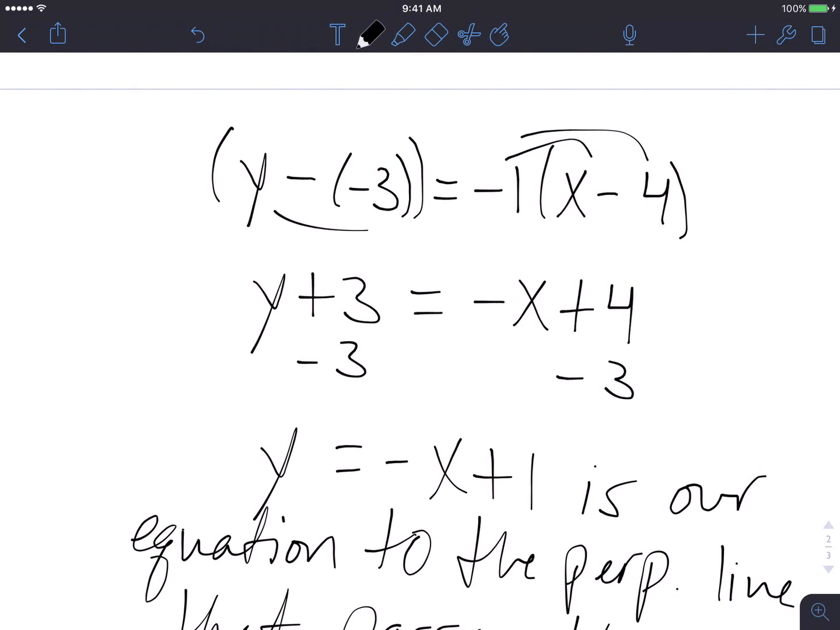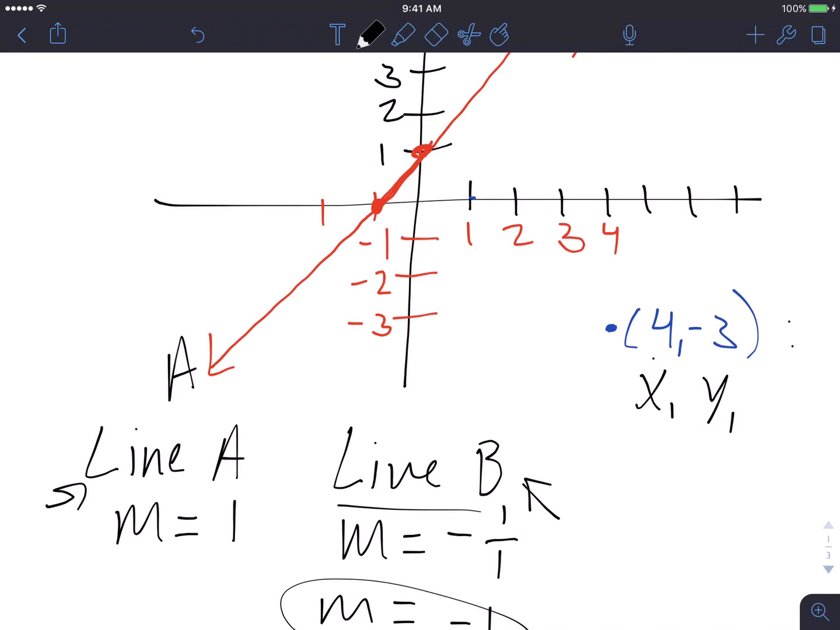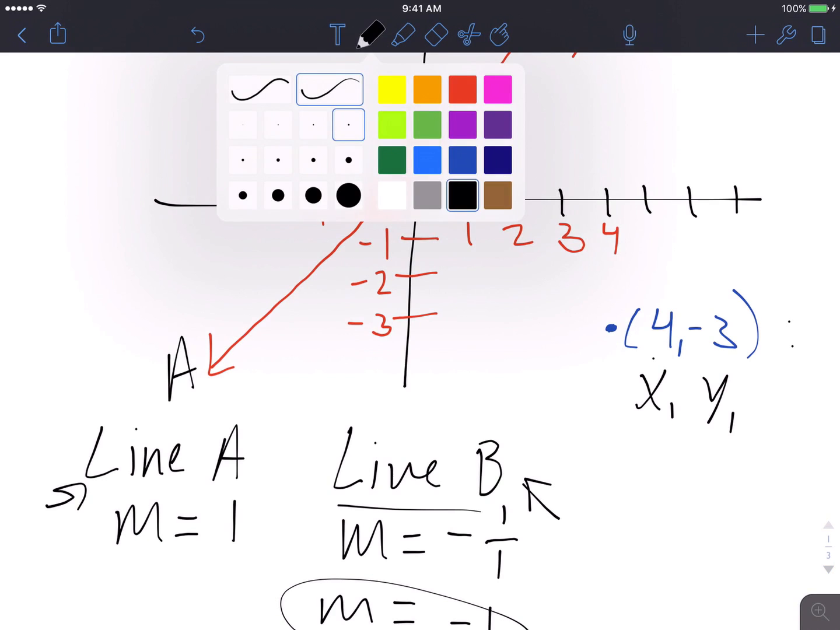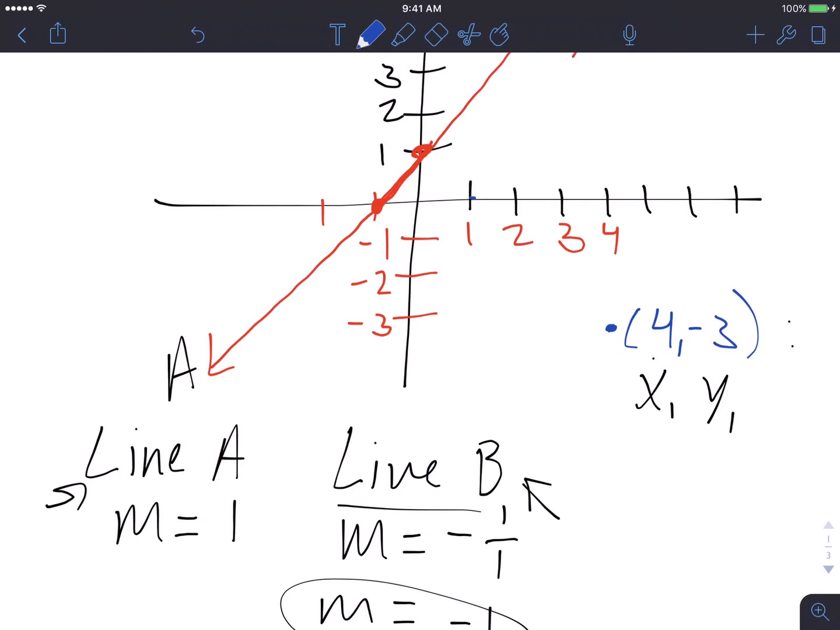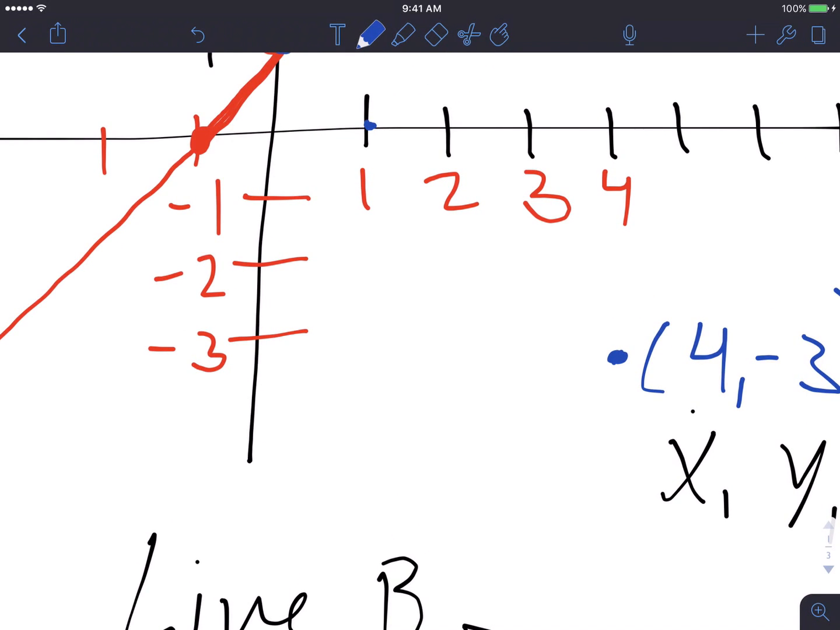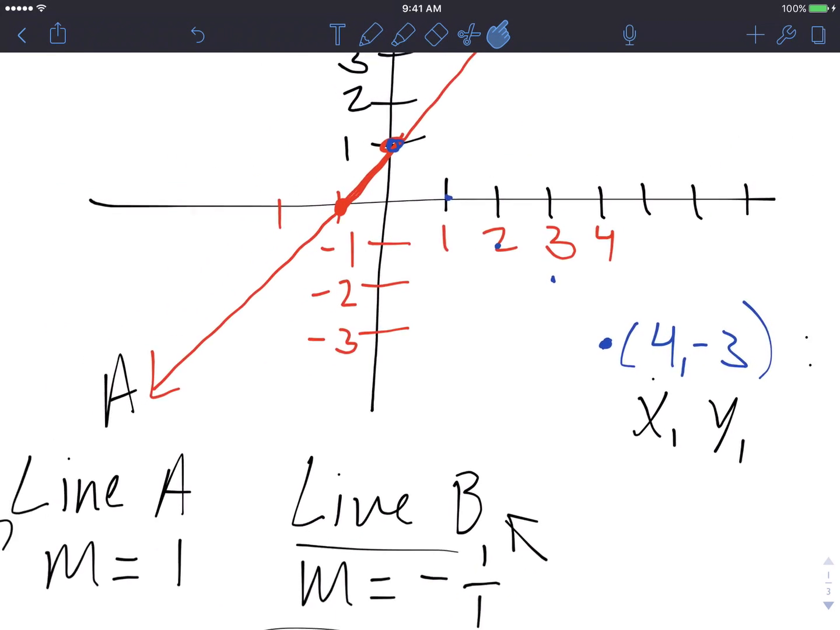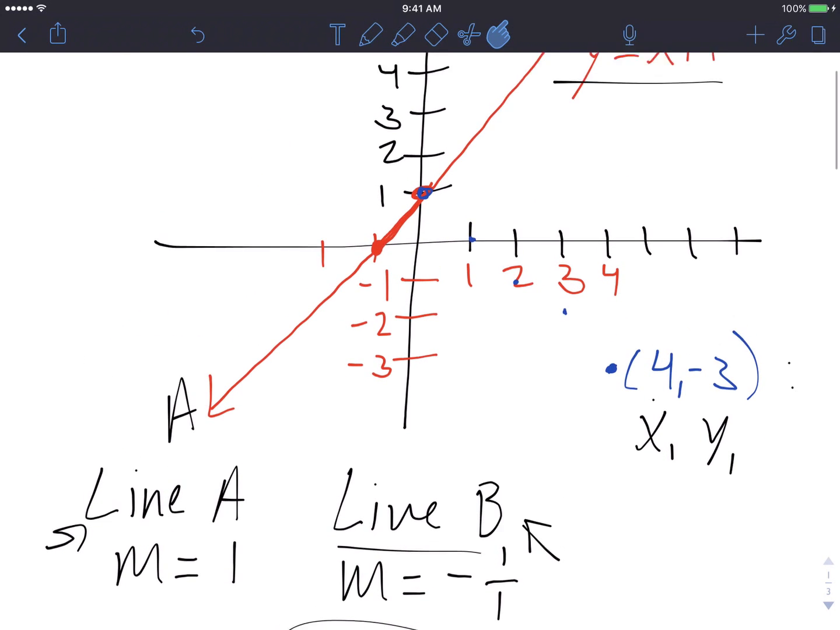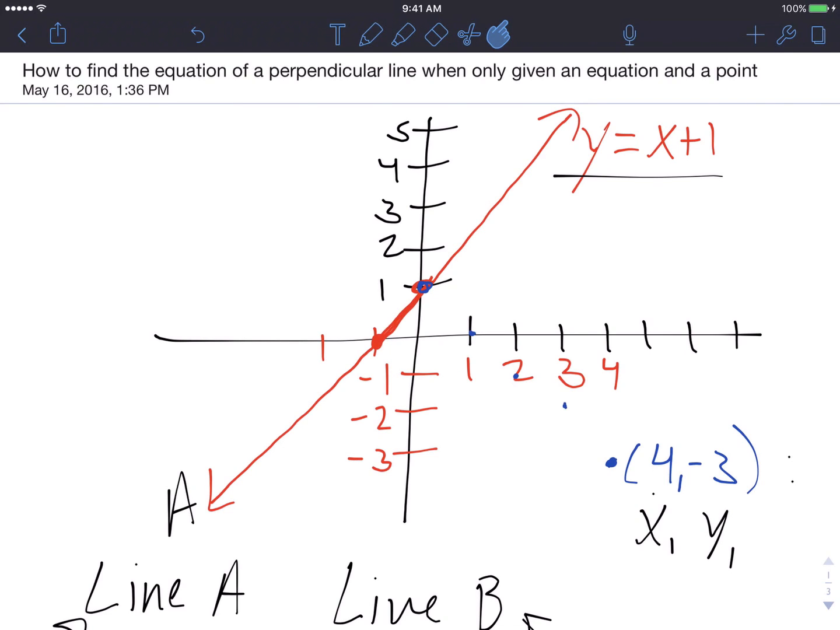Y equals negative x plus 1. Okay. I'll use the blue ink. So we're going to start at 1. We're going to go down 1, run 1. Right there. Zoom in a little bit. Down, run. Down, run. Down, run. Look at that. Lands right on the line. Okay? And now we just connect the dots, the points.